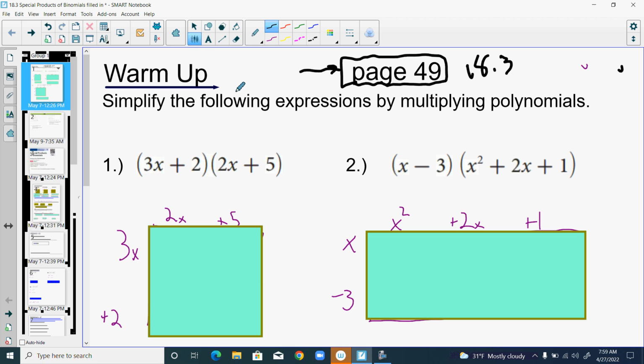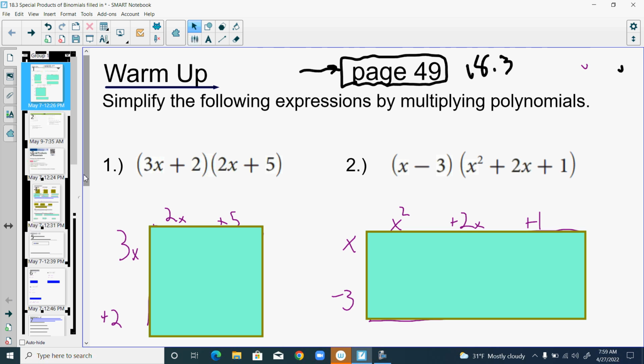We have a warm-up that we're going to start with, and what we're going to be doing is practicing our box method of multiplying polynomials that we talked about last class. So if you notice here, I already have my box set up. I have it hidden under here. So go ahead and set up your box for the box method of multiplying these.